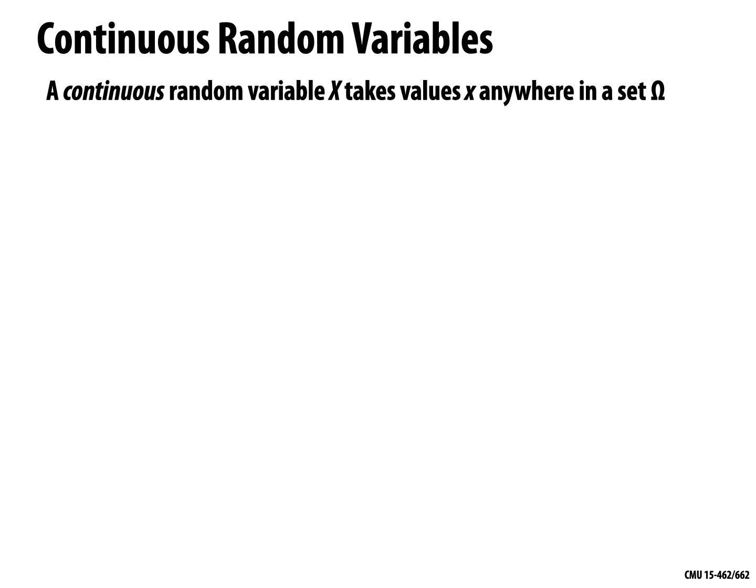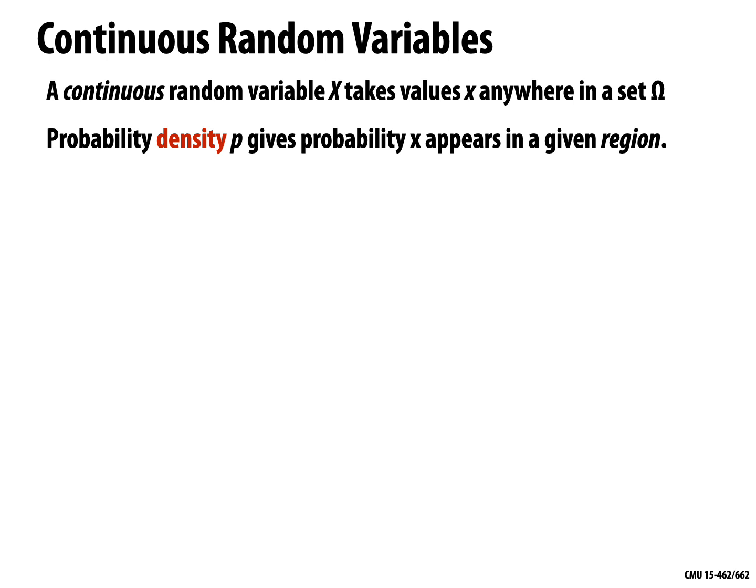We also talked last time about continuous random variables as opposed to discrete random variables. A continuous random variable x takes values little x anywhere in some set omega. This could be a region of the plane, for instance, or an interval on the real line. And the probability density, p, describes the probability that x appears in some given region of the domain.